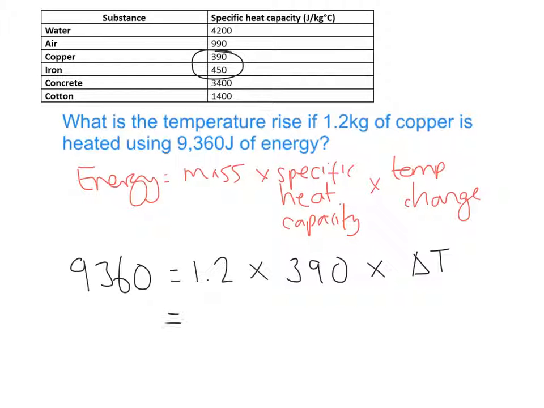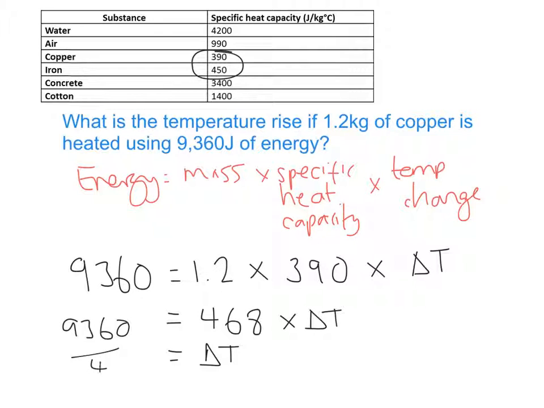Now I'm going to start to simplify. Use my calculator and I'll find out that 1.2 times 390 is 468. That needs to still be multiplied by the change in temperature, delta T. Then I can work out delta T because I can divide both sides by 468. That is going to give me a value. That value happens to be 20 degrees C.